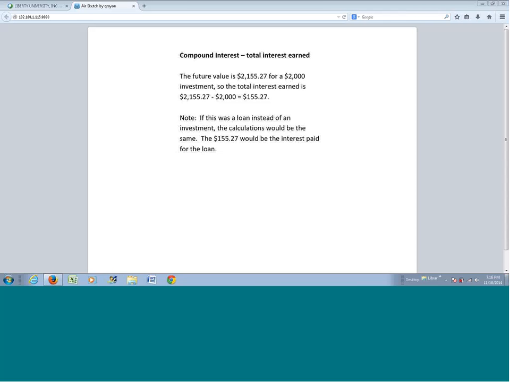Now, if it was a loan instead of an investment, because loans also can be calculated with compound interest, then all of the calculations would be exactly the same. It's just that instead of earning $155.27, you would be paying that. So if that was a $2,000 loan, you would be paying back $2,155.27. So you would be charged $155.27 interest if that was a loan instead of an investment.